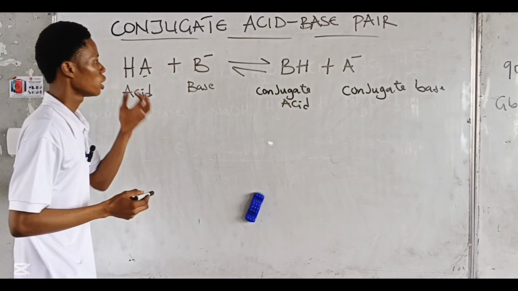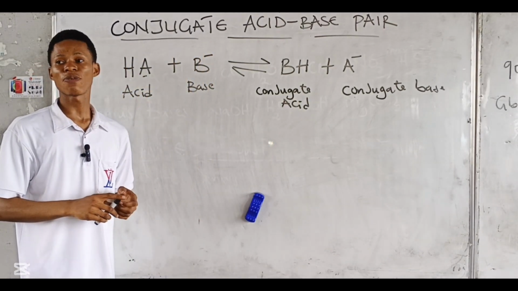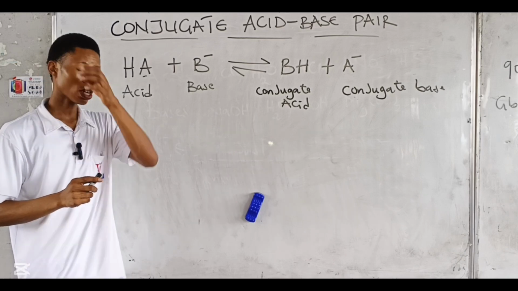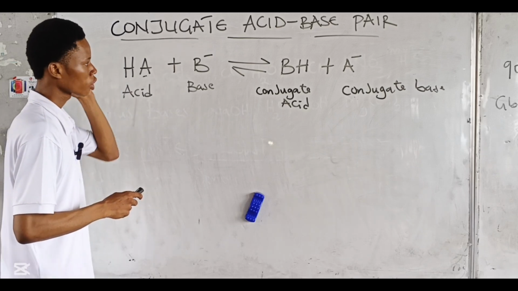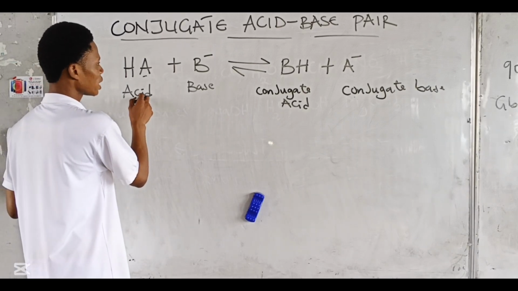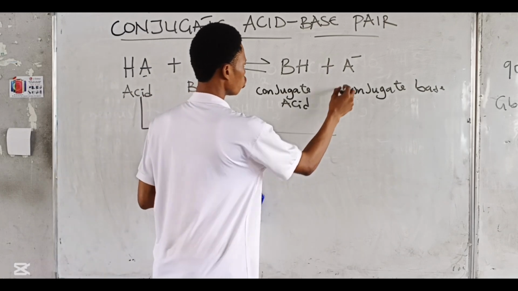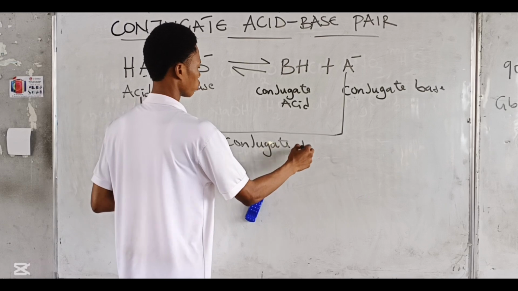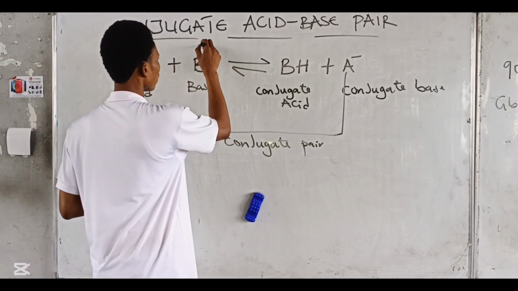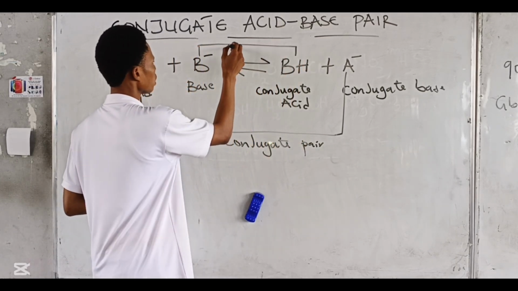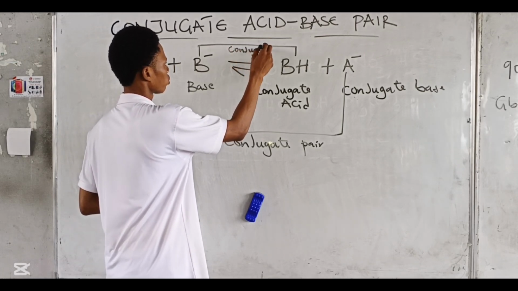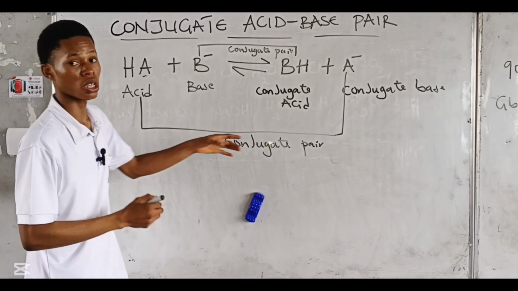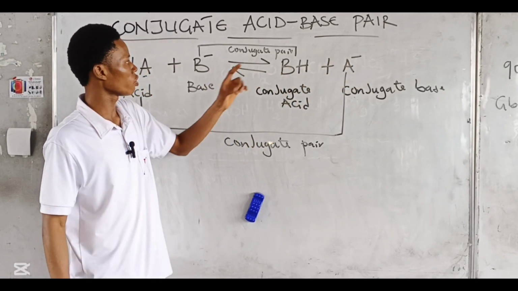Now they can ask you in the exam to identify the conjugate acid-base pair. It's just the acid here to the conjugate base. This is a conjugate pair. And this base here to the conjugate acid. This is a conjugate pair. Because removal of hydrogen from this one will give us this, and addition of hydrogen to this one will give us this.